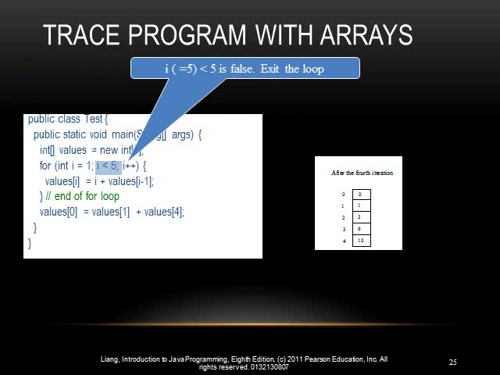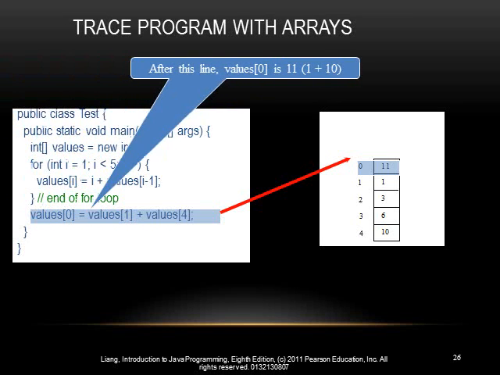Well, now we're done with our loop, so let's move on to the next statements following the loop. At this point, remember that the variable i is no longer accessible. Its scope was the duration of the loop.